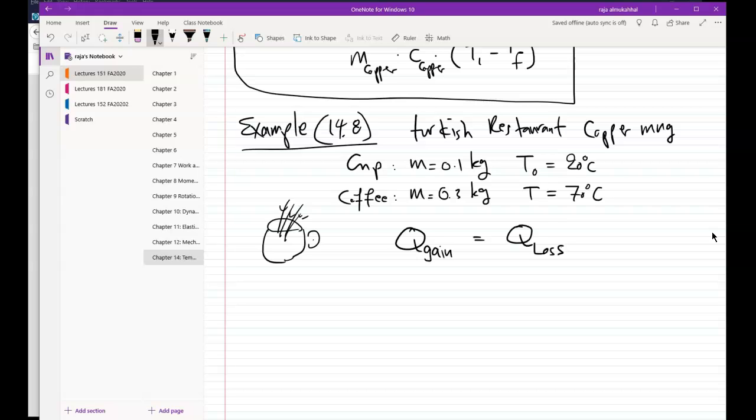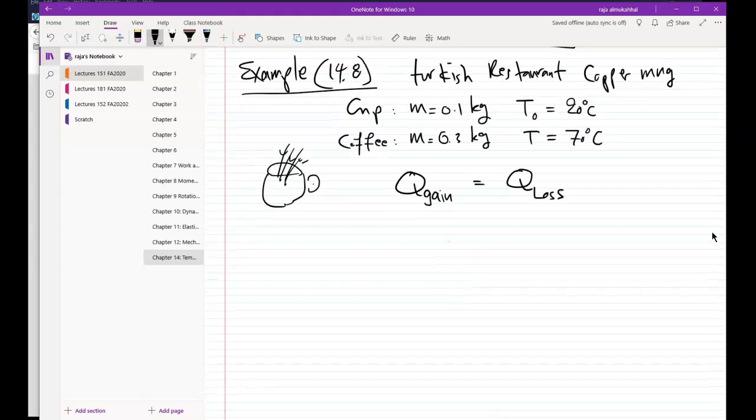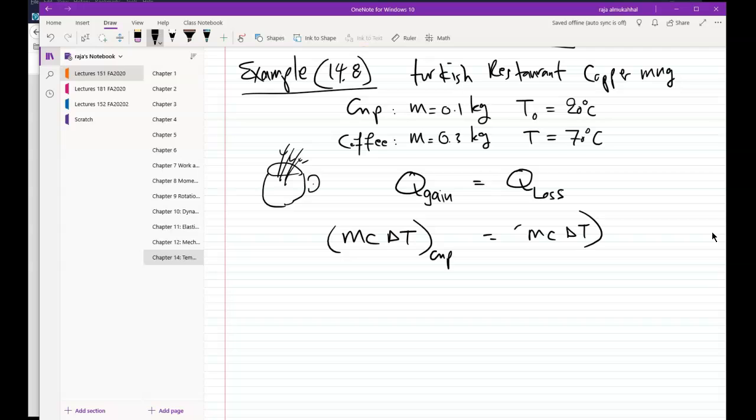Who gained the heat? The cup. The cup is cold. Who lost the heat? The coffee. You have to ask those questions like that, loudly. So both of them are mc delta T. mc delta T for the cup equals mc delta T for the coffee. Coffee lost the heat. You see what I'm saying? You just build it up slowly.